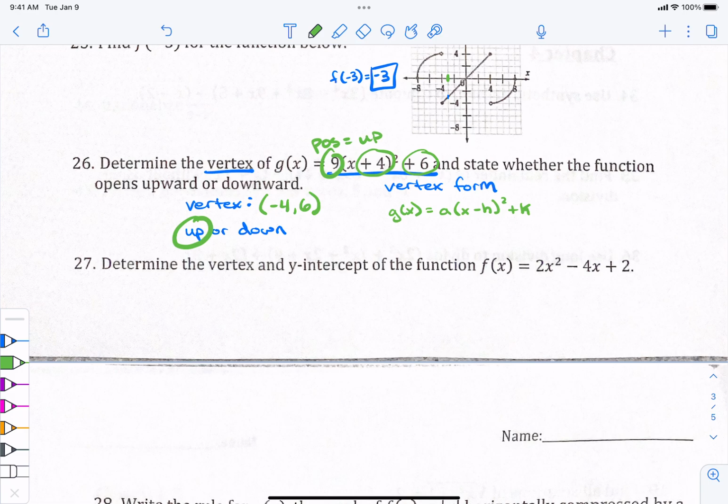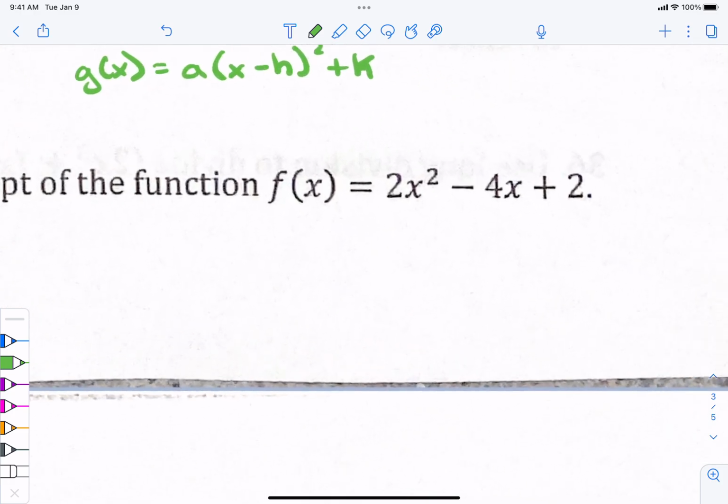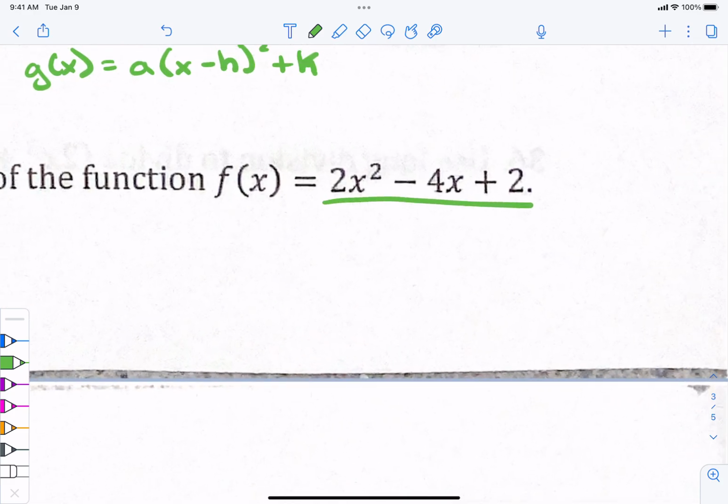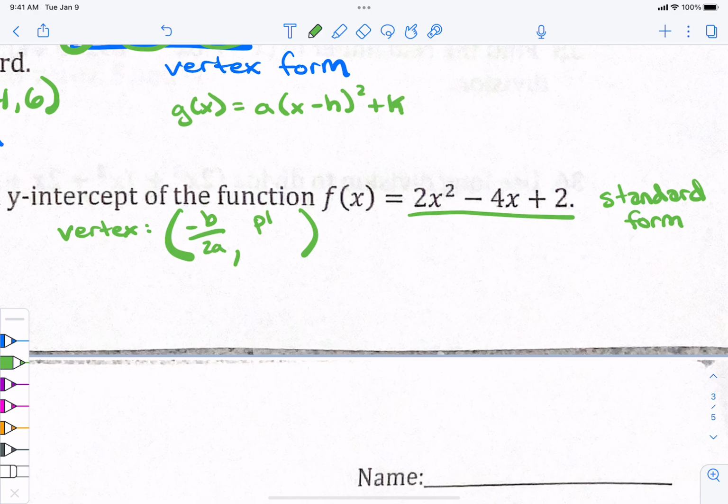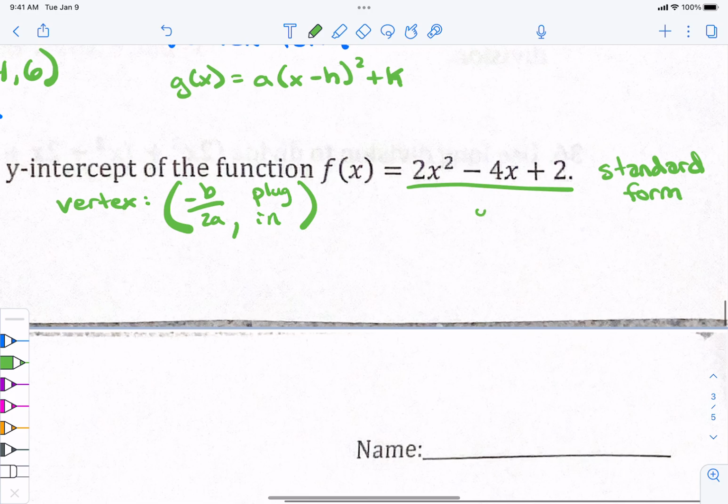All right. Okay, this one's the long one. Vertex and y-intercept, because this is in standard form. They call it polynomial form. I call it standard form. When you're finding the vertex of something in standard form, do you remember how you do that? Is it the negative b over 2a? Negative b over 2a. And then you plug in. And then we also want to find the y-intercept. So I'm going to put y-intercept here so I don't forget to do it. Okay? Vertex, y-intercept.